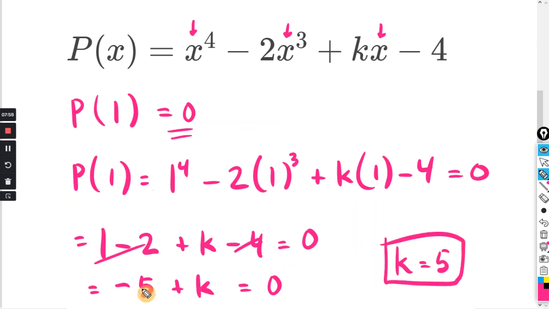You just add 5 to both sides. If you want to see me do that, we have a negative 5 here. We're just going to do plus 5 on both sides. 5 minus 5 cancels, and k is going to be positive 5. So that's it.